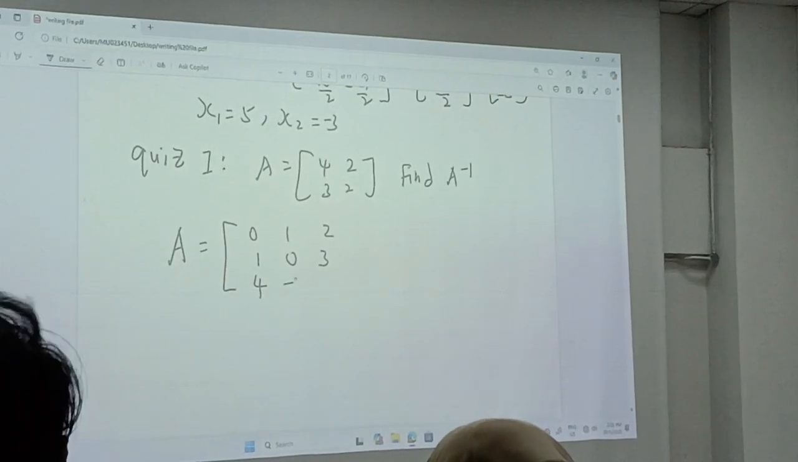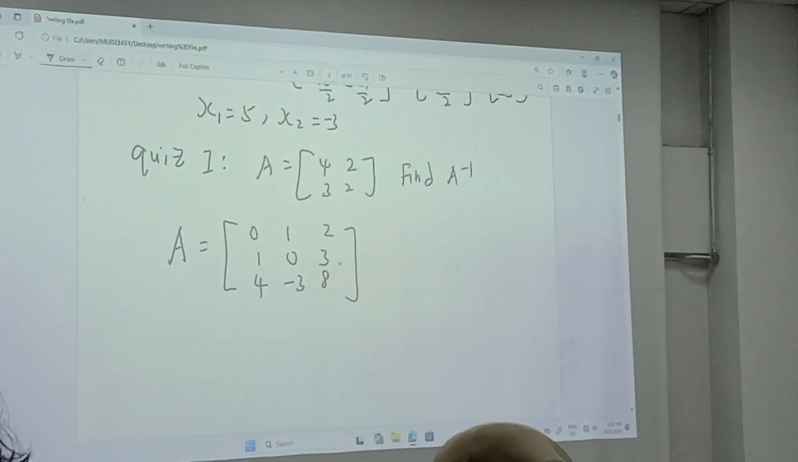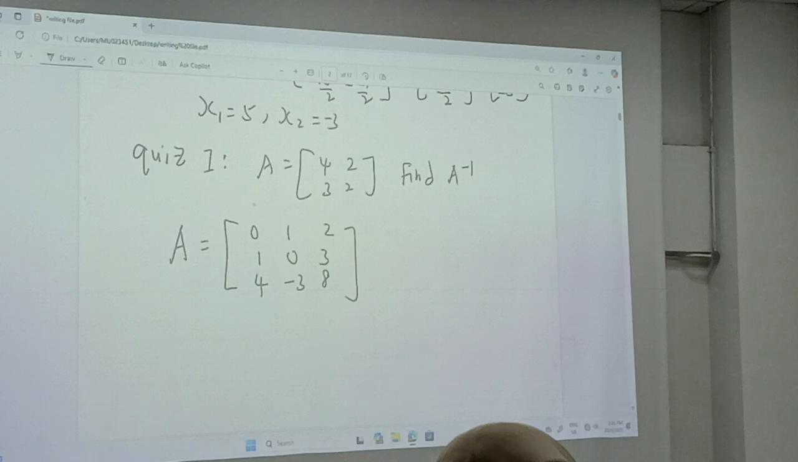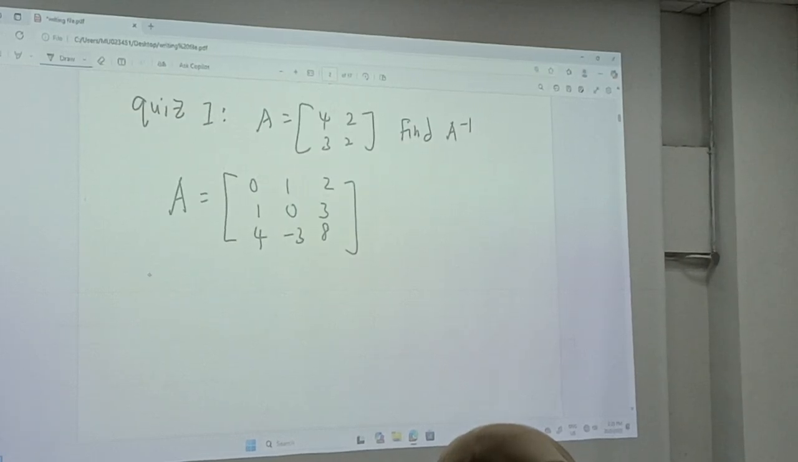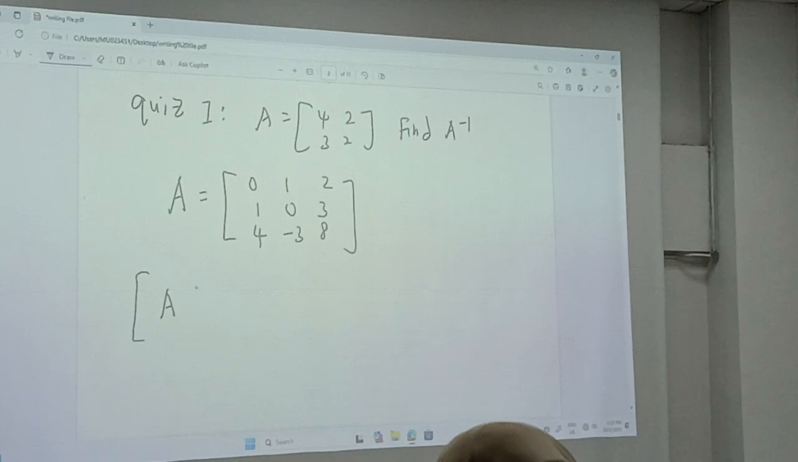So for a 3 by 3 matrix, how to find the inverse of A? First, we need to put A inside this matrix, side by side with I.